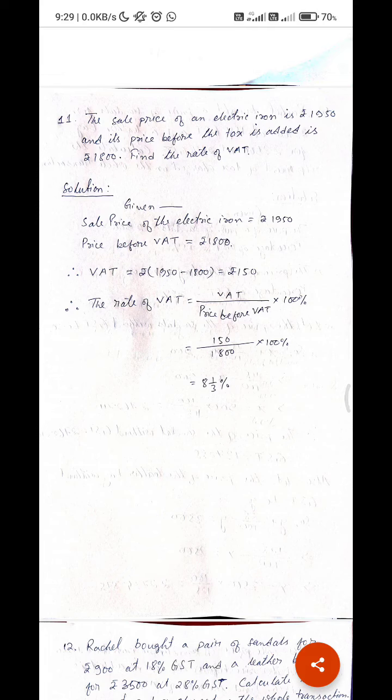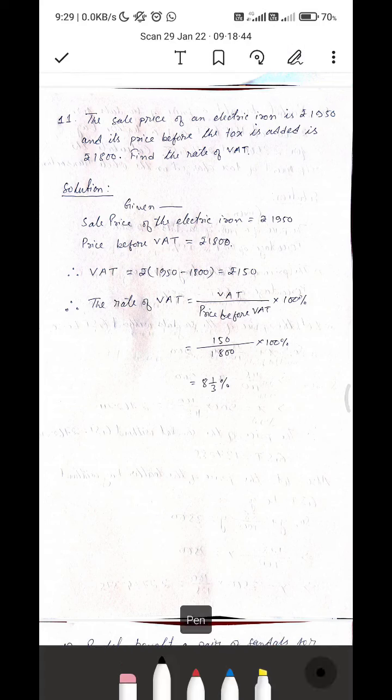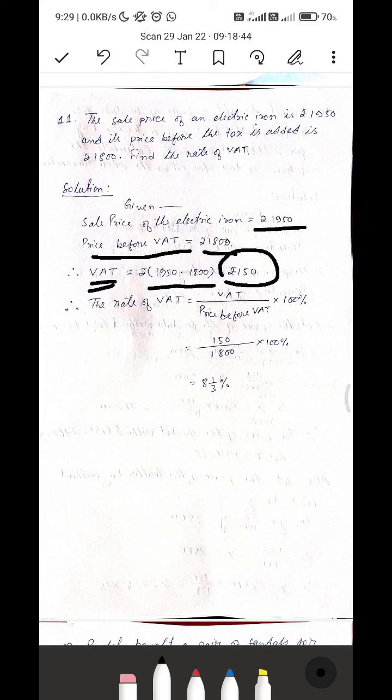The sale price of the electric iron is rupees 950. Okay, so the price before VAT is rupees 1800. Just subtract it in order to calculate the VAT. VAT means value added tax. In order to calculate the amount of tax, you just subtract one from the other, and it will give you 150 as the tax amount.